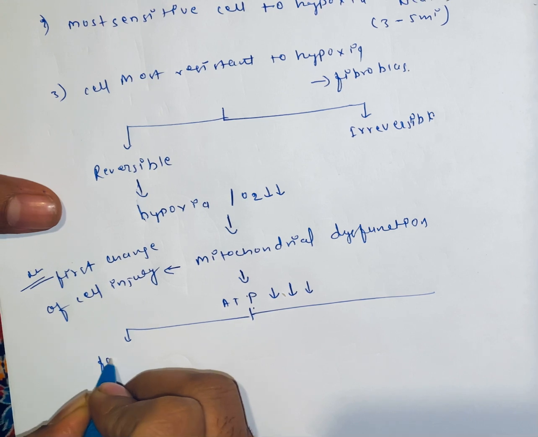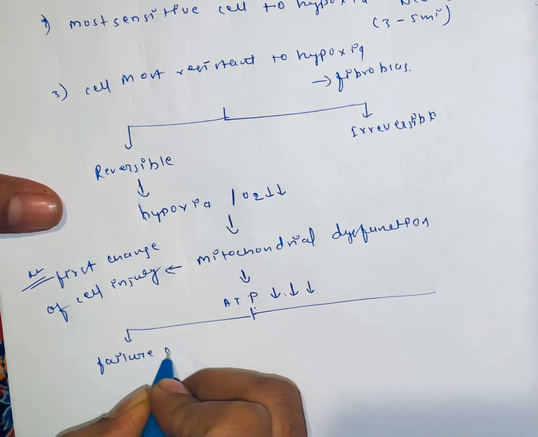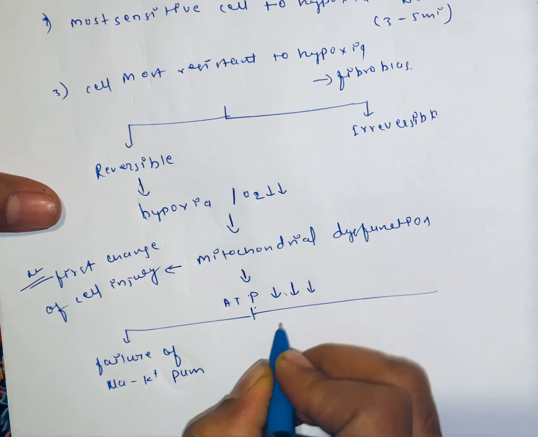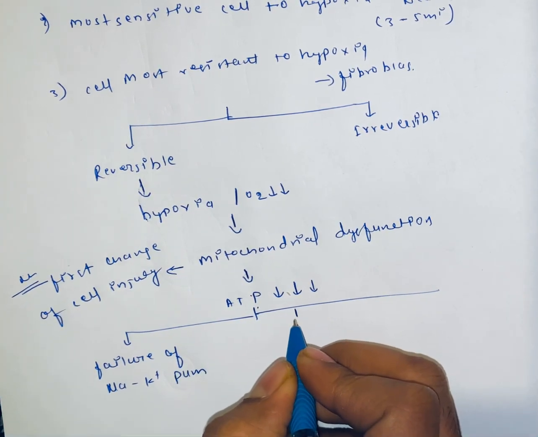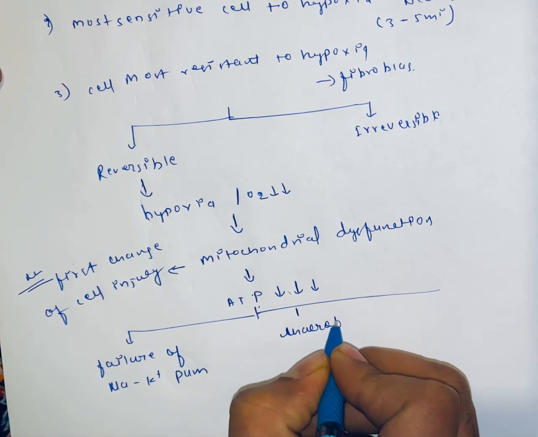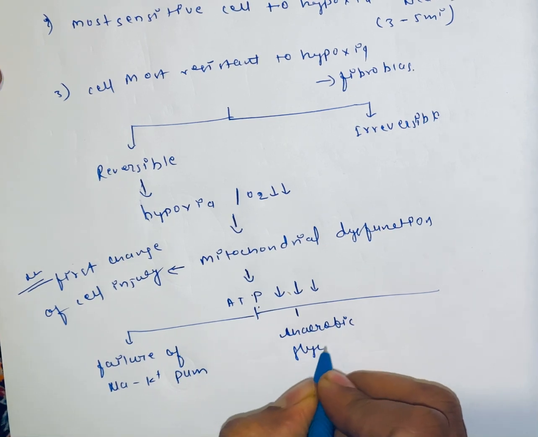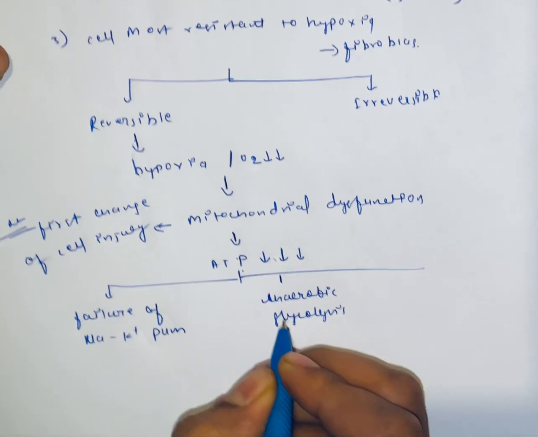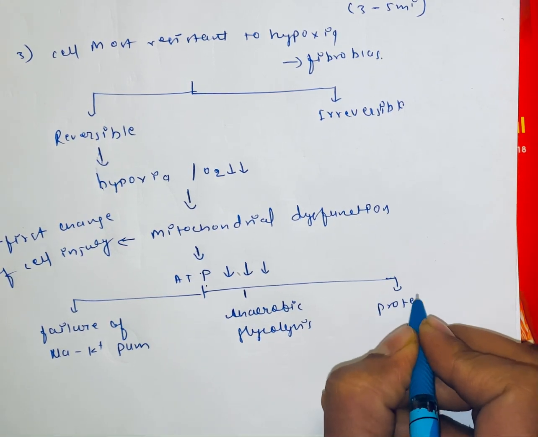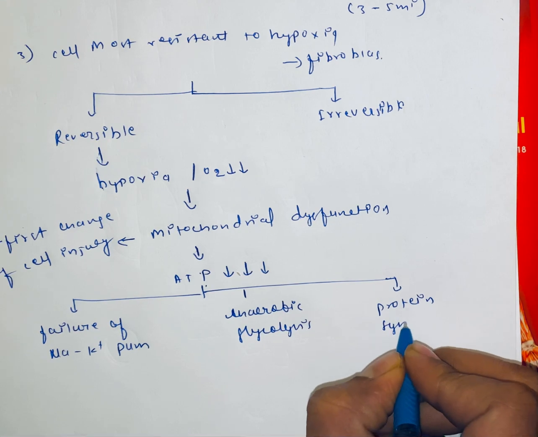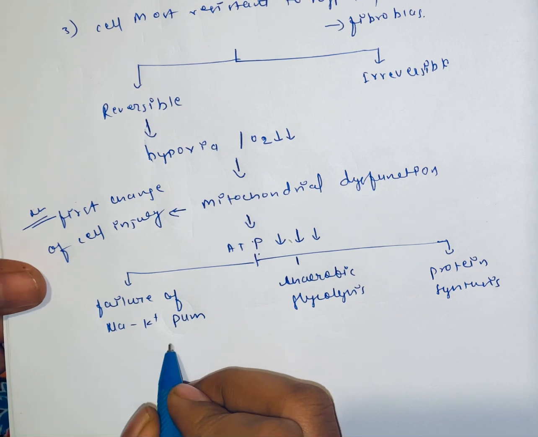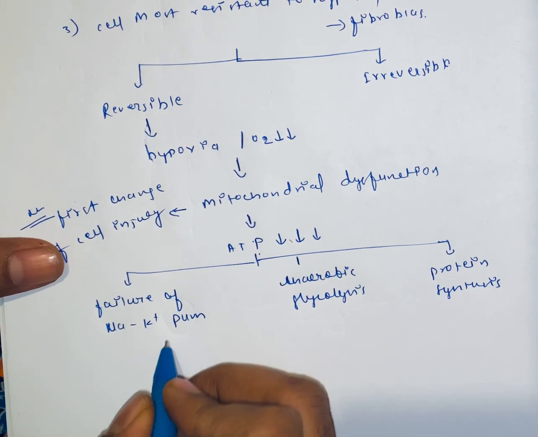First is failure of the sodium potassium pump. Second is anaerobic glycolysis. And third is decreased protein synthesis. We will see this one by one. First, what happens when the sodium and potassium pump fails?